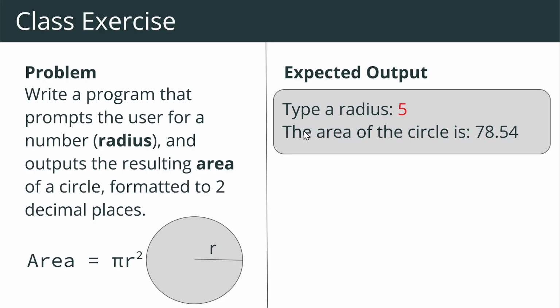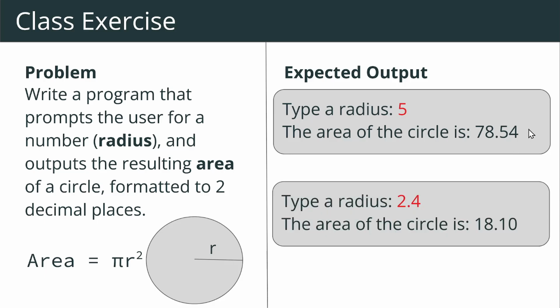In this case, the program uses that number to calculate. The area is 78.5, which came from this formula here: 5 squared times pi turns out to be 78.54. So let's see another test case. You run the program again, and it says "type a radius". This time we type 2.4, and the area should be different. All right, so hopefully people see what the class exercise is.